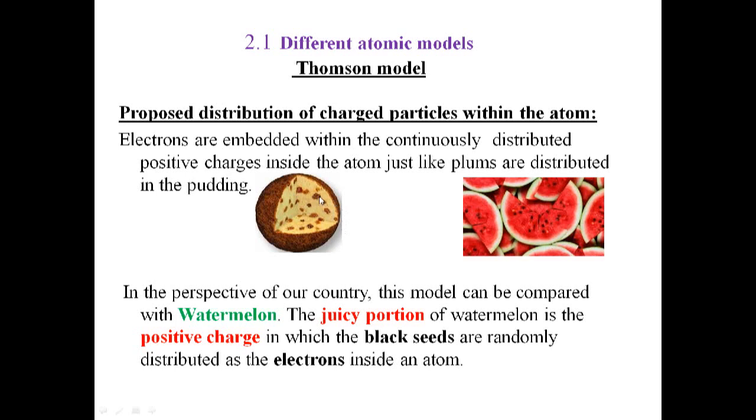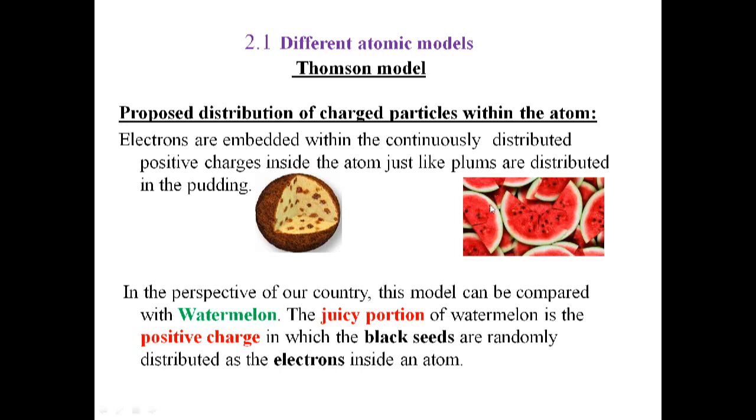Here these blackish seeds are the plums, and this gray color is the pudding. We see these blackish seeds are discrete, that means this one, another one at a different position, but this gray portion, the pudding, is continuous. That means the pudding is the positive charge and the seeds are the negative charges distributed over the atom. In the perspective of our country, this model can be compared with the watermelon.